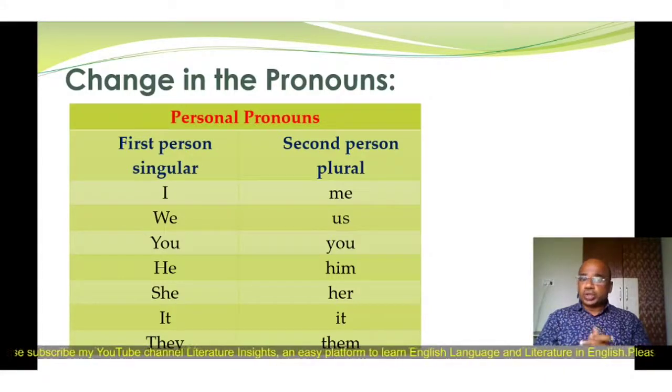I changes into me, we into us, you, he into him, she into her, it, they into them. This table is very important and significant for learners of English to understand the active voice and passive voice. Without this knowledge of personal pronouns, no one can change the active voice into passive voice. So I request all the students to be careful about these personal pronouns, first person singular and second person plural.